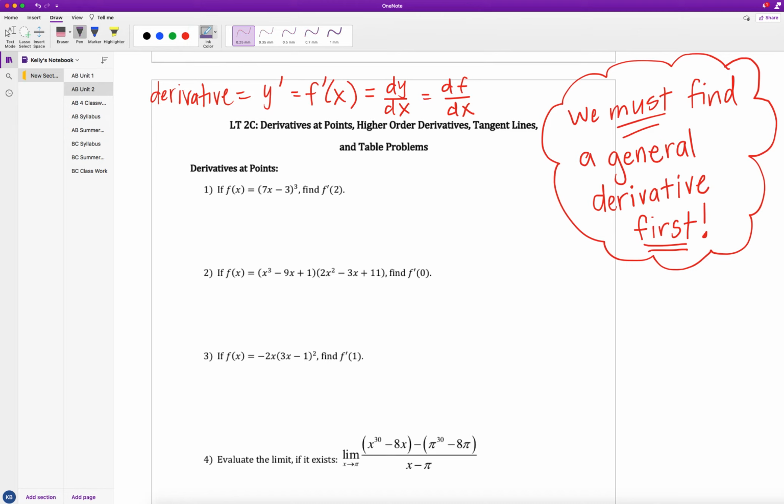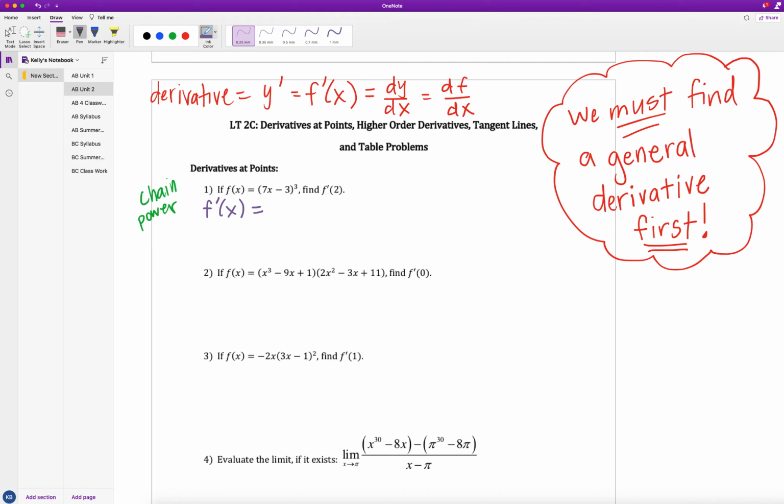So in example 1, it says if f of x equals (7x minus 3) cubed, we want to find f prime of 2. So the first thing I have to find is f prime of x in general. So I need my general derivative for this function. What rule or rules are we going to have to use to be able to take the derivative of (7x minus 3) all to the third power? Well, we're going to have to use the chain rule for sure, and then we'll also end up using a power rule in there when we take the derivative of this inside function here. So for our chain rule, our outside function here is the cube power. Our inside function is the 7x minus 3.